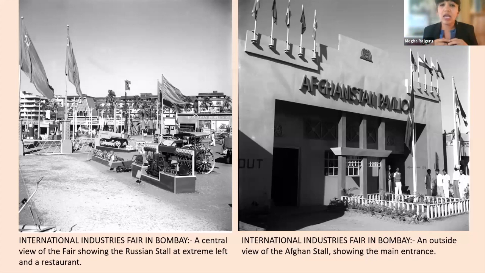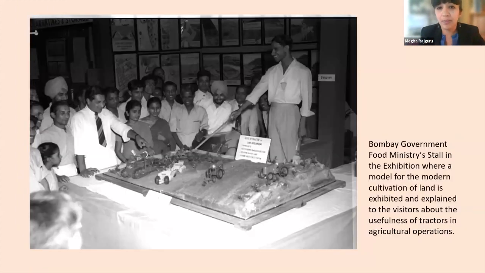So it is a really excellent example of a really strong presence and propaganda within the space. It's a beautiful object to look at as well. So here is a stall which is a food ministry's exhibition on modern cultivation presented at this exhibition.